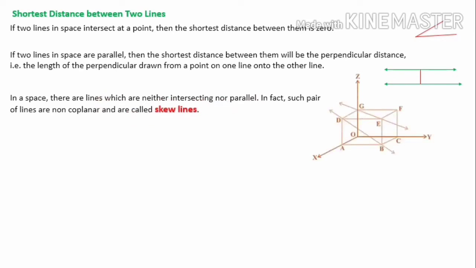So let's take an example for skew lines. This is a three-dimensional coordinate system. Here a cuboid is shown, that is A, B, C, D, E, F, G. And consider this as a room. If this is considered as a room, there are two lines marked here. One is GE and another one is DB. This GE is a line passing through two opposite corners of the ceiling, G and E.